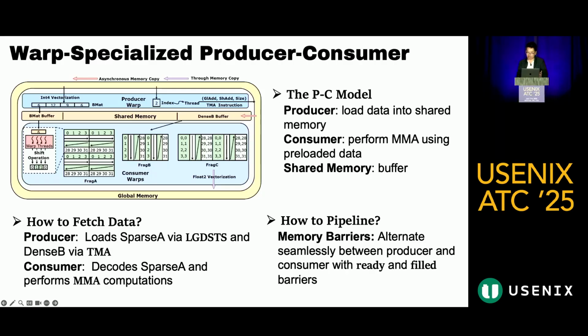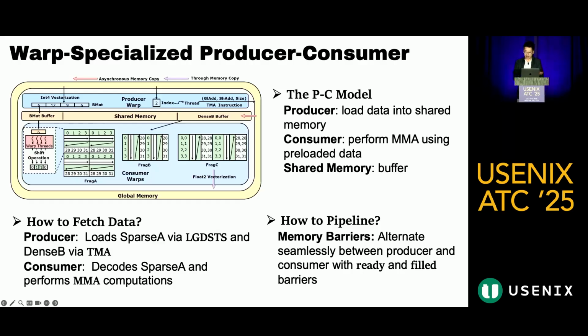As shown in the figure, the producer handles both the data loading for the sparse matrix and dense matrix. For the sparse, we use our compact BMAC format introduced earlier. So one vectorized instruction can move the entire 128-bit BMAC into the shared memory. For the dense matrix, to load this value efficiently, we actually use the asynchronous TMA instruction.